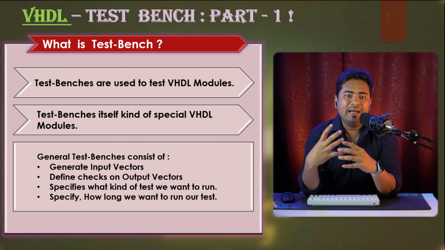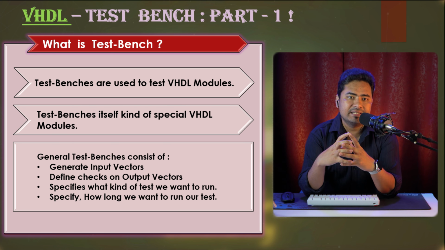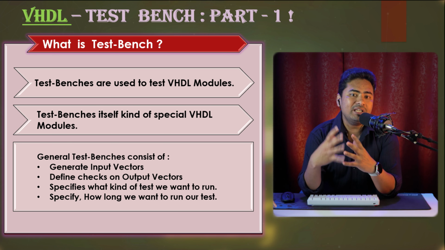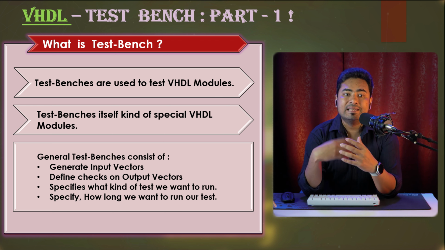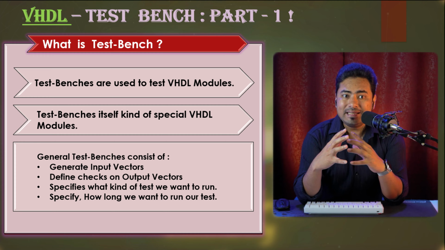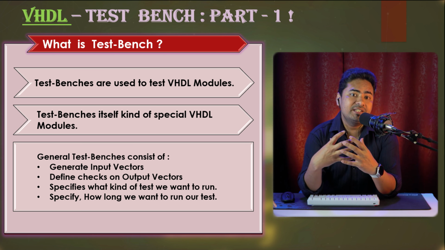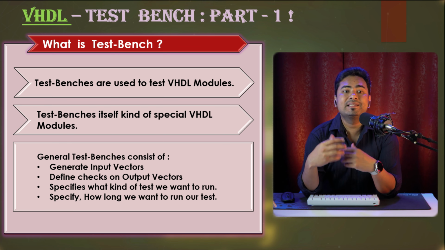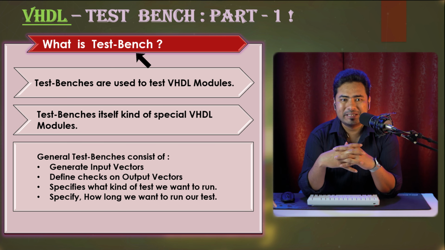So we have many different types of simulation tools to simulate our VHDL designs. And you can test your VHDL designs by changing the values of your input ports, and you can see if you're getting the right result or not. So this is a manual approach of testing. However, VHDL allows you to automate this testing process, and we use test benches for this purpose.